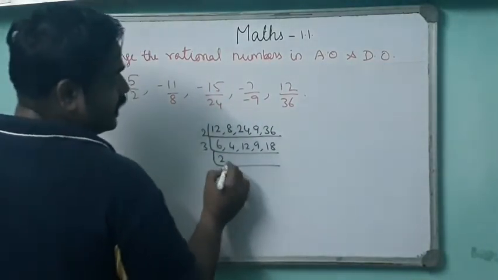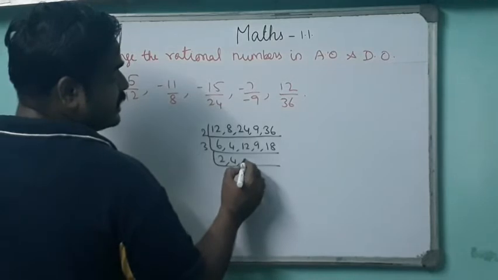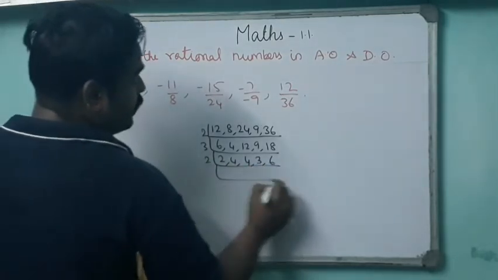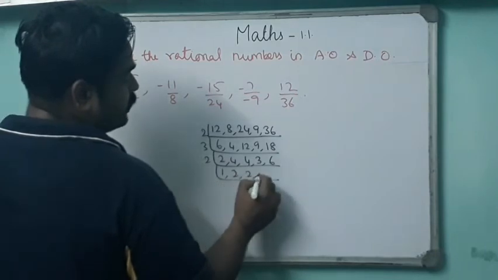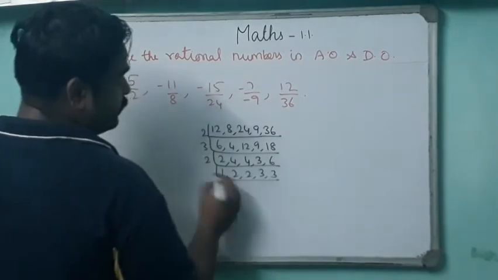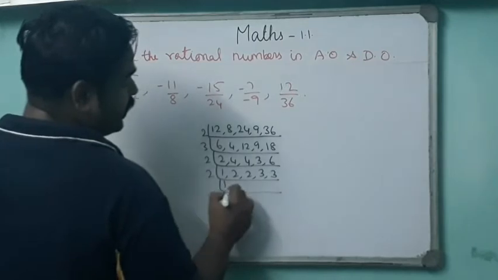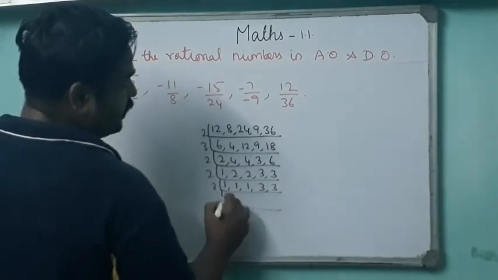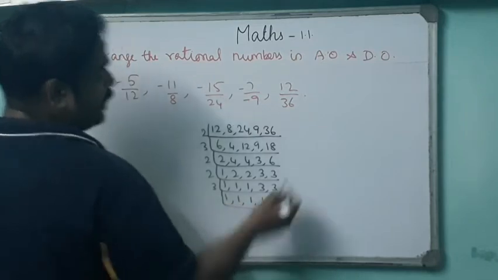If you do so, you will be getting 2 times. 4 you can write as it is. This you can write 4 times. This is 3 times. This is 6 times. Now take it in 2 table once again. 1 time, 2 time, 2 time, 3 times, 3 times. Once again take it in 2 table. 1 time, 1 time, 1 time, 3 and 3. Once again take it in 3 table. 1, 1, 1, 1, 1.